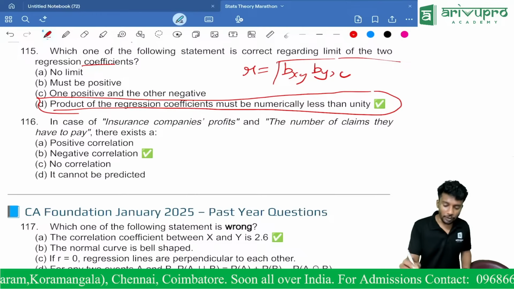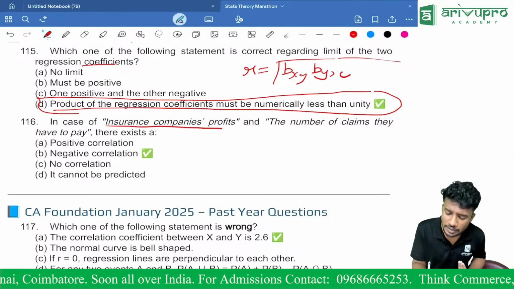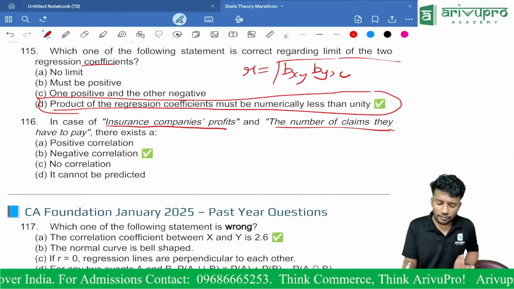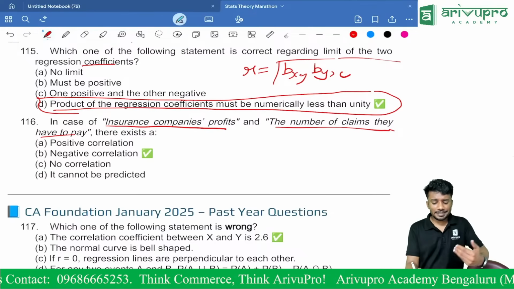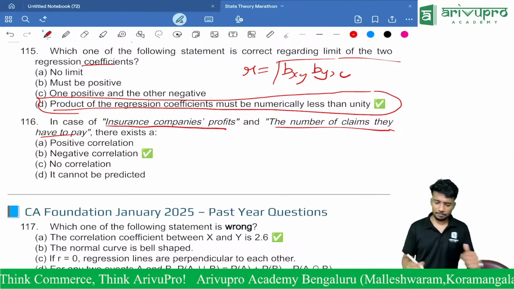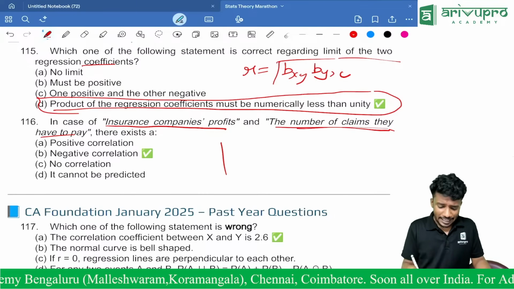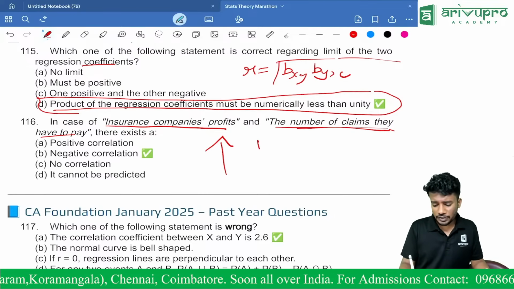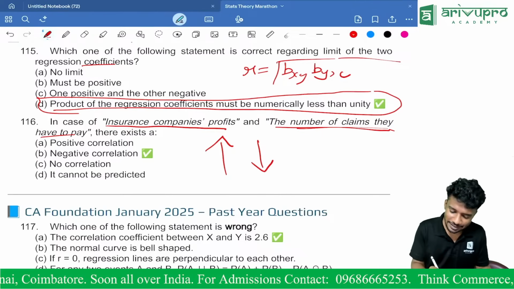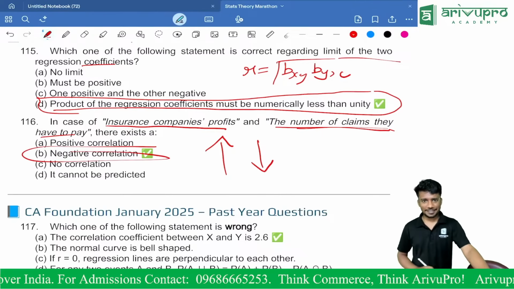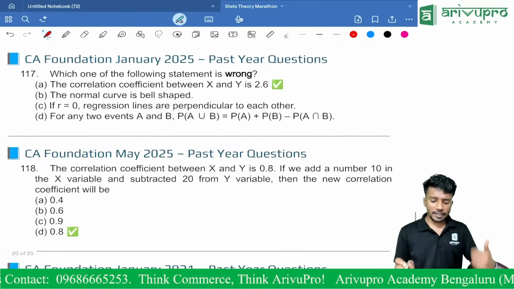Are you getting my point? Then in case of insurance companies' profits and the number of claims they have to pay, there exists what type of correlation? Now, if the number of claims increases, the profit will decrease. That means it is what type of correlation? Negative correlation. Which of the following is a wrong statement?